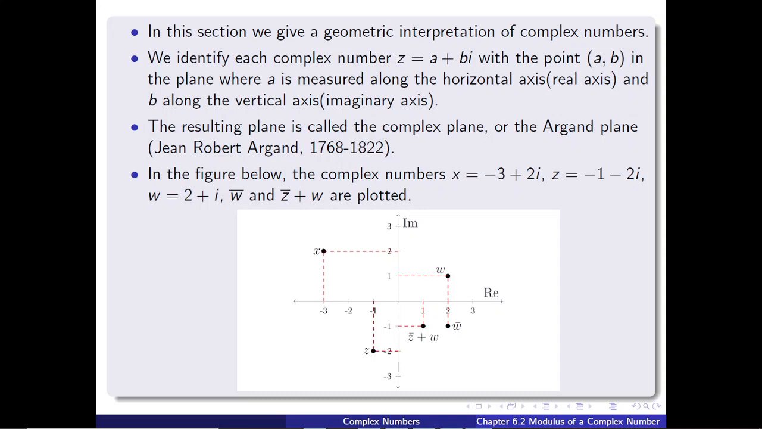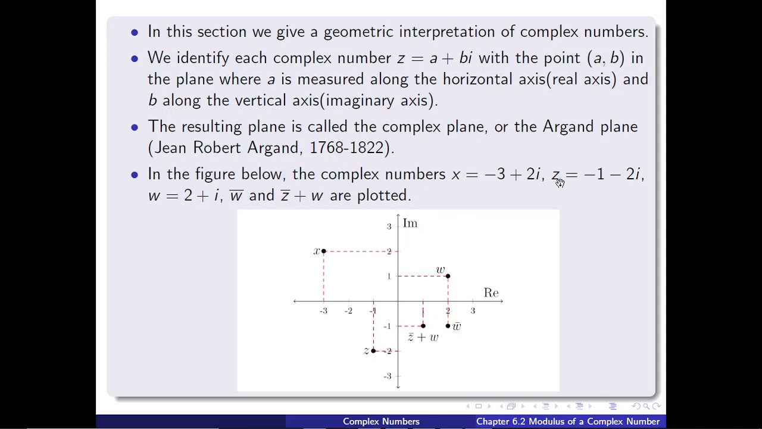So in the figure below, the complex numbers x is equal to minus 3 plus 2i, z, which is equal to minus 1 minus 2i, w, which is equal to 2 plus i, and the conjugate of w, and the conjugate of z plus w are plotted. And so we have our horizontal axis, which is called the real axis and denoted by Re, and then our vertical axis denoted by Im, representing the imaginary axis.